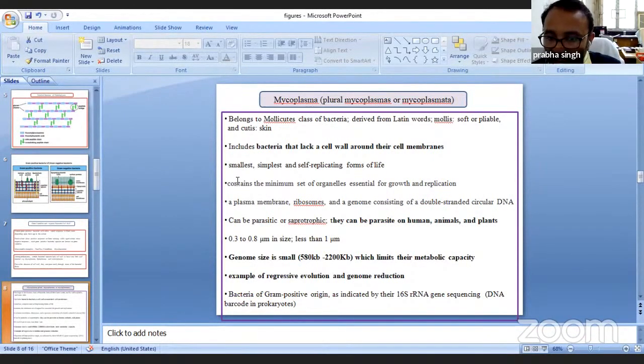So this 16S ribosomal RNA gene sequencing is a common method to differentiate one bacterial species from another bacterial species. And this is known as the DNA barcode in the case of prokaryotic systems. Can anybody tell me what is the gene sequence that we use in the case of eukaryotic systems for the same purpose, for DNA barcoding?